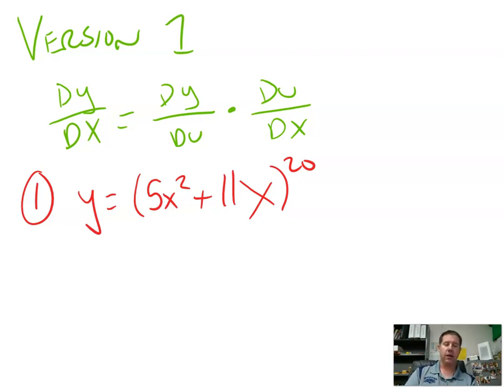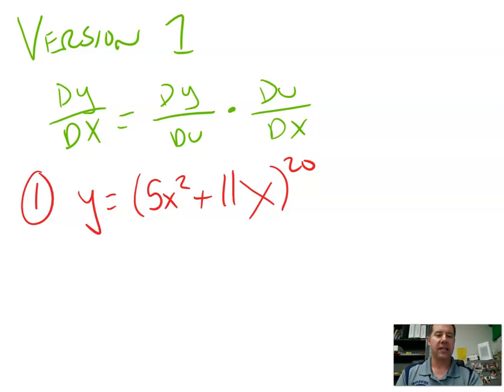Not so good here. I think the hardest part about chain rule when you first start doing it is seeing these composite functions, seeing that you really have a function inside the other one. That's why version 1 of the chain rule is nice, because it forces us to rewrite this in terms of u's and x's, so that I can really see the two different functions that are embedded.